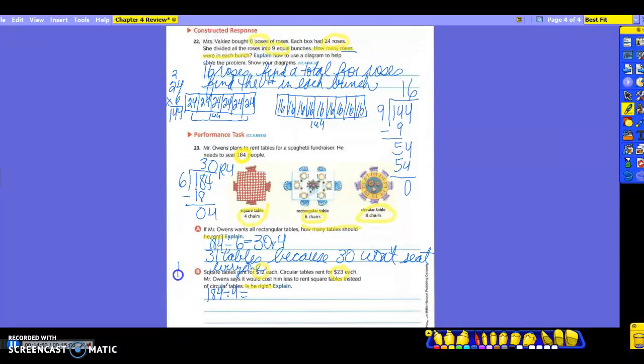Okay, so again, find some space over here. 4 into 18. No. Oh, yes. What's 4 into 18?